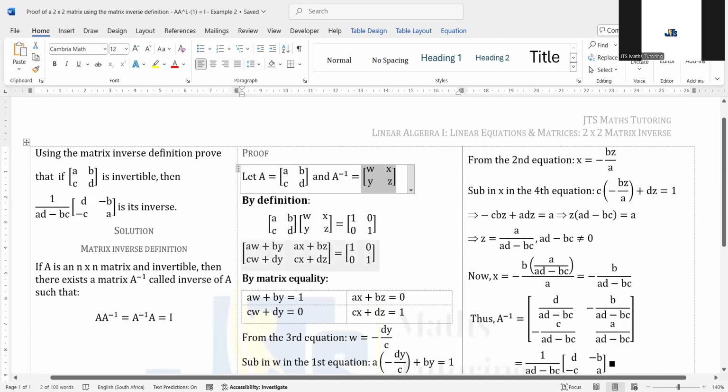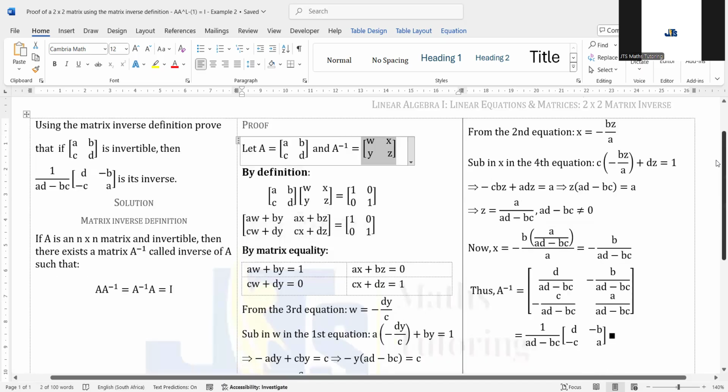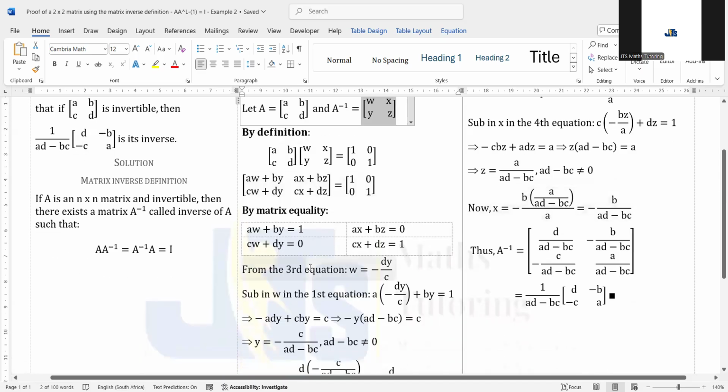So by matrix equality, I know that AW plus BY is equal to 1, AX plus BZ is equal to 0, CW plus DY is equal to 0, and CX plus DZ is equal to 1. So I've created those equations. So let us solve them. W is equal to minus DY over C.